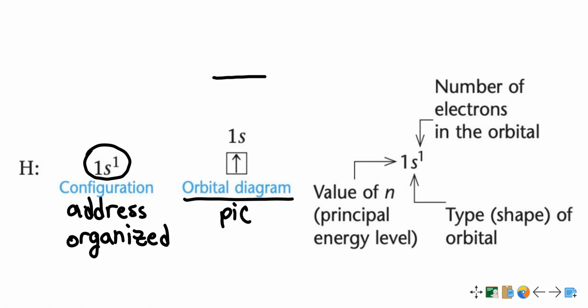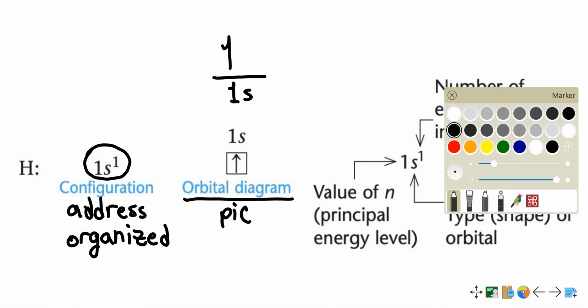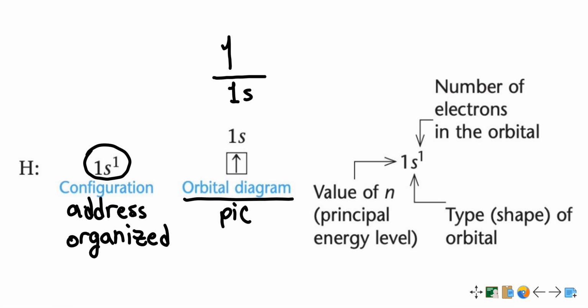So I'm going to draw one up here just so that I've got some more space. So I've got 1s. This little arrow right there, and we usually draw what's called a half arrow, represents 1 electron. And if there was another one here, that would be 2 electrons there.